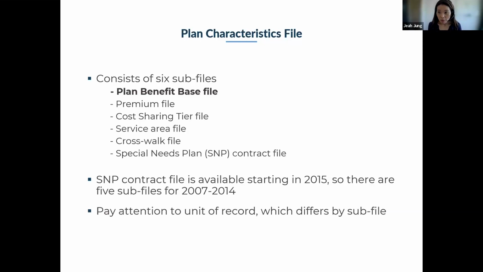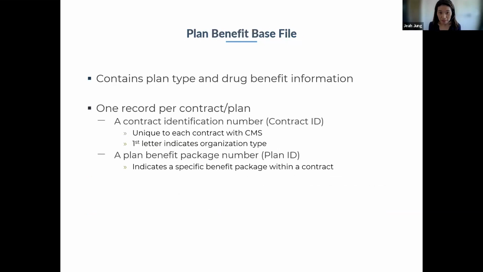One thing to pay attention to when working with the plan characteristic file is the unit of record, because that differs across all these sub-files. Then you have to link these files, and also link these files to PDE or MBSF or sometimes A and B files, etc. So you have to really pay attention to the unit of record and then clearly identify the merging keys.